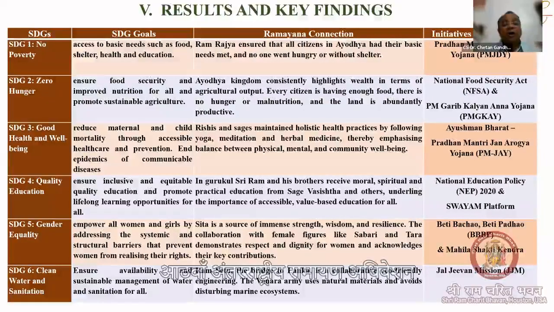Good health and well-being ensure reduced maternal and child mortality. Rishis and sages maintained holistic health practices by following yoga and meditation. And currently we have Ayushman Bharat, Pradhan Mantri Jan Arogya Yojana. In respect of quality education, it ensures inclusive and equitable quality education. In Gurukul, Shri Ram and his brothers received moral, spiritual, and practical education from sage Vasishtha. And currently, we have the National Education Policy of 2020, and the government's Swayam platform is also there. In respect of gender equality, it empowers all women and girls by addressing systemic and structural barriers.